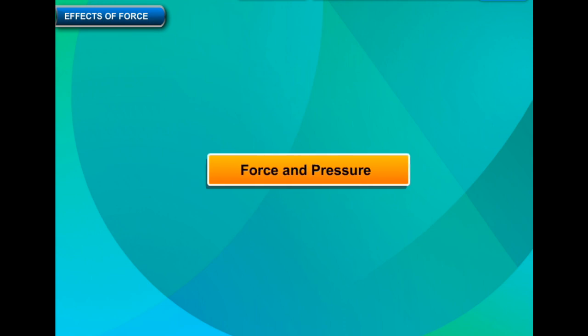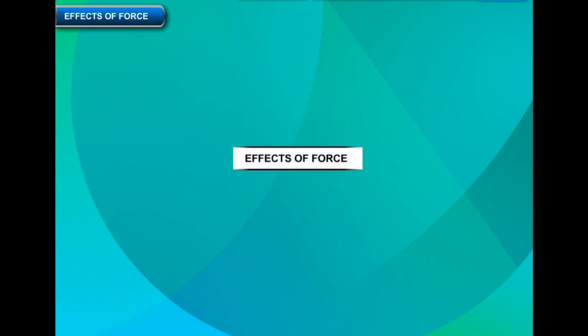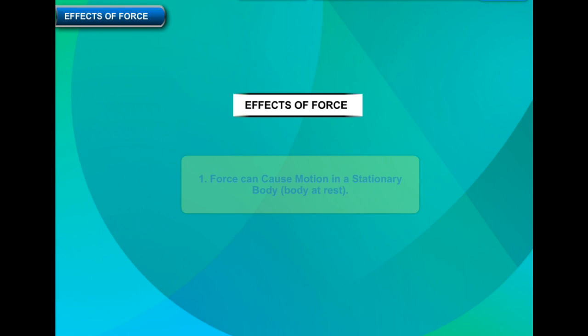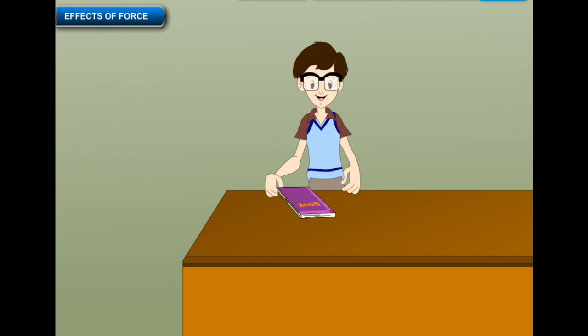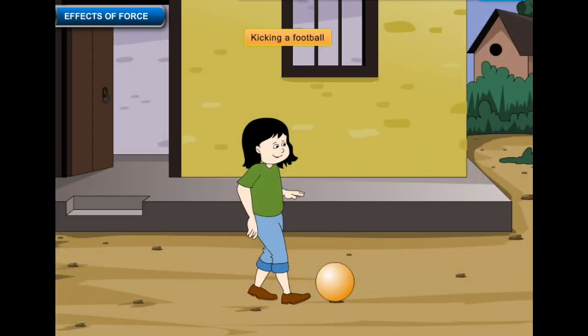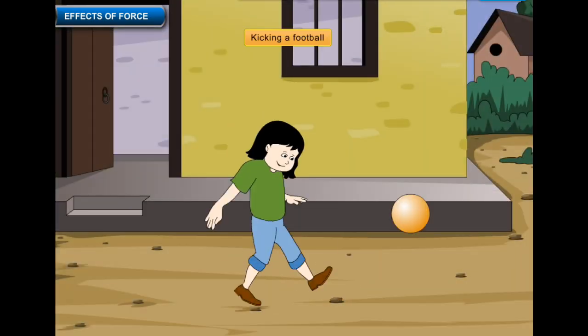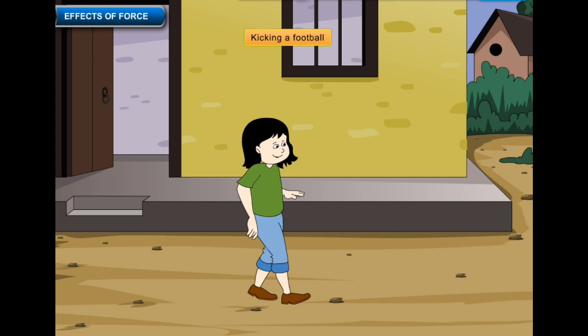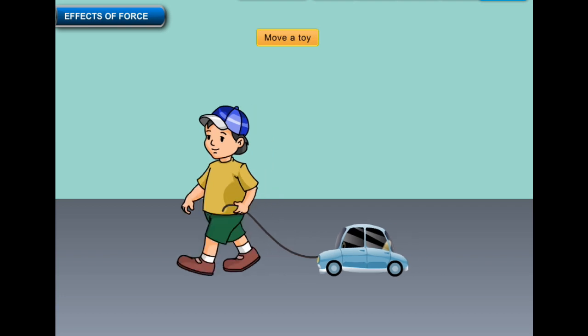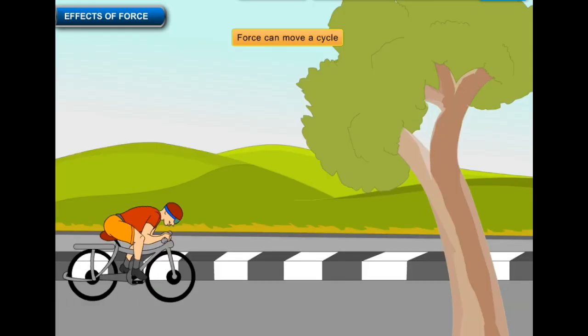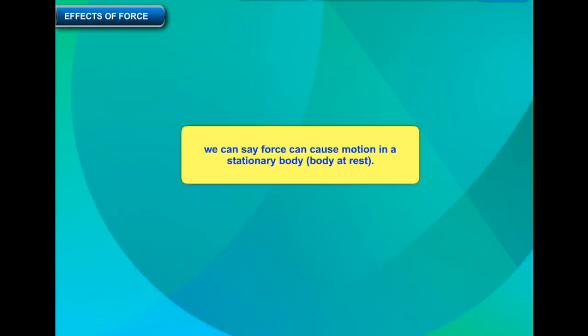Effects of force. Force can cause motion in a stationary body, a body at rest. A book is lying on a table. If we apply a force of push or pull, it starts moving. Similarly, a football lying on the ground, when kicked, begins to move. Similarly, we apply force to push a chair, move a toy car or move a bicycle. We can say force can cause motion in a stationary body, a body at rest.